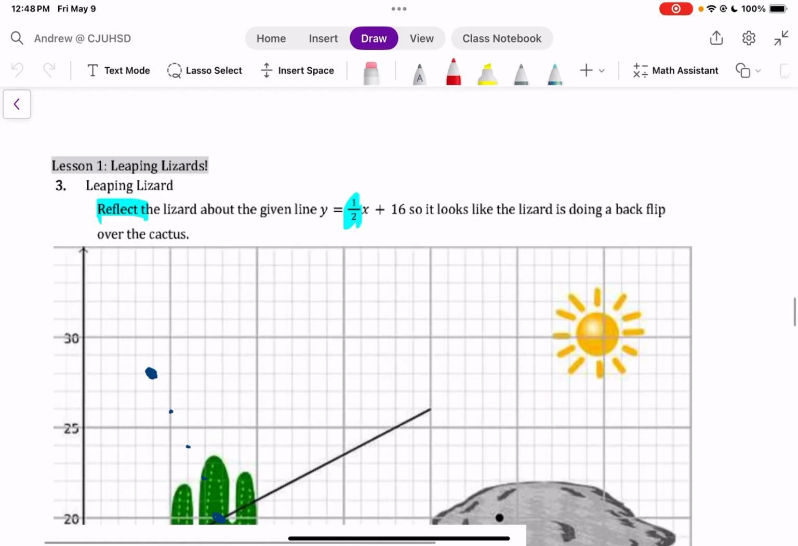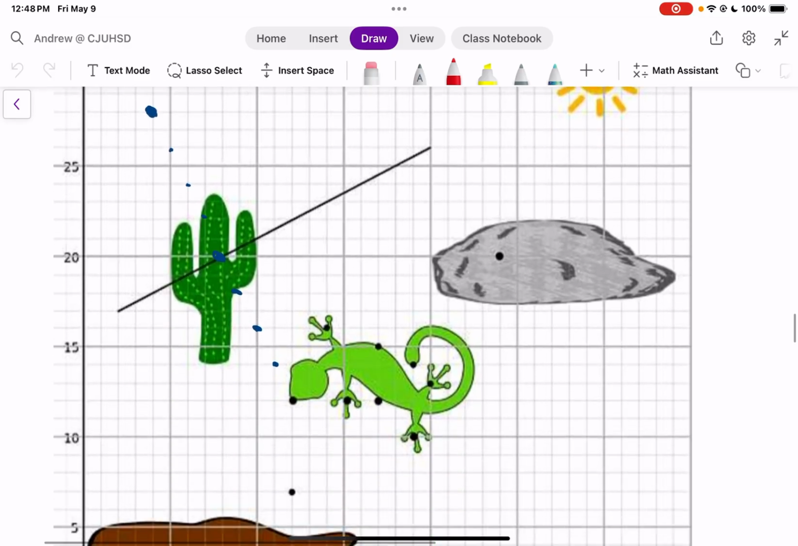The last one is a reflection. What reflections do is they preserve the distance from a line. So this line that you see here is called the line of reflection. The distance that the nose is on one side becomes the exact same distance the nose is on the other side.